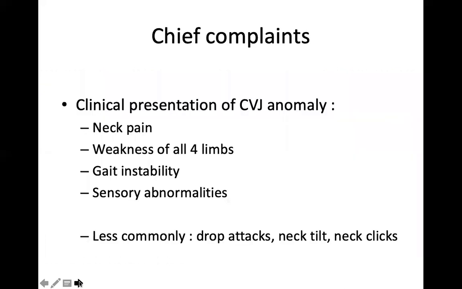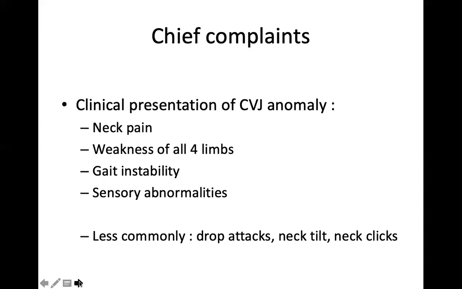Then coming to the chief complaints, which is usually the first thing we start with, though we start with the occupation of the patient, his literacy, and the reliability of history, all should be mentioned. But the primary complaints which a patient of CV junction anomaly usually presents with are neck pain, weakness of all four limbs, which may start from the lower limb, as you know that the sacral fibers are the peripheral fibers.